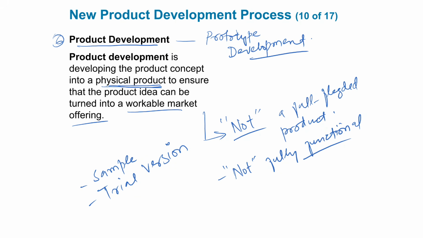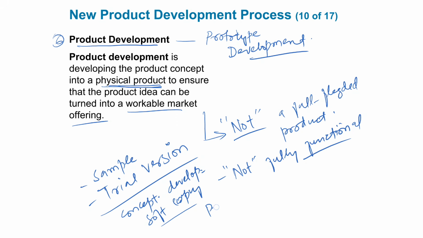You create a product. Now the concept was more soft copy, if I call it. So if I write it here, concept development was more of a soft copy, if I put it in easy words. But this one, the prototype development or the product development, is hard copy. Just for your understanding, I am putting it in easy words. It's soft copy versus hard copy, and that is how it looks like.